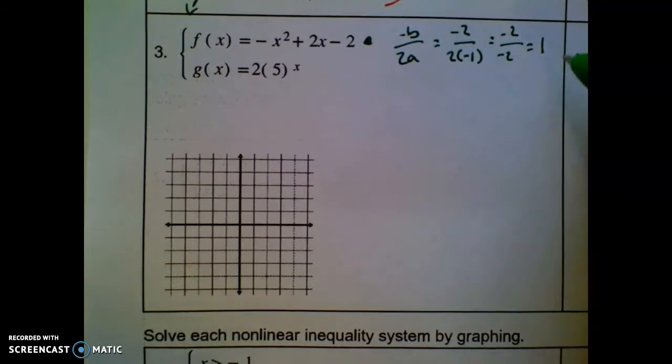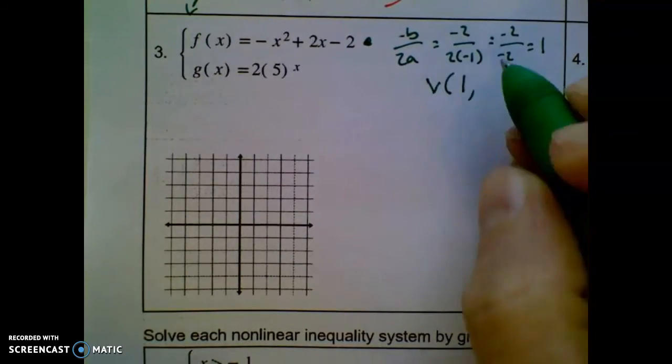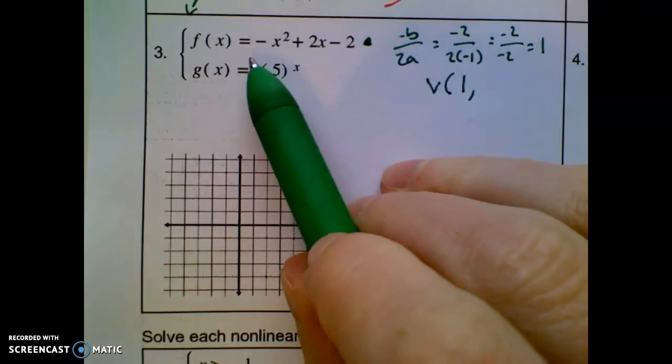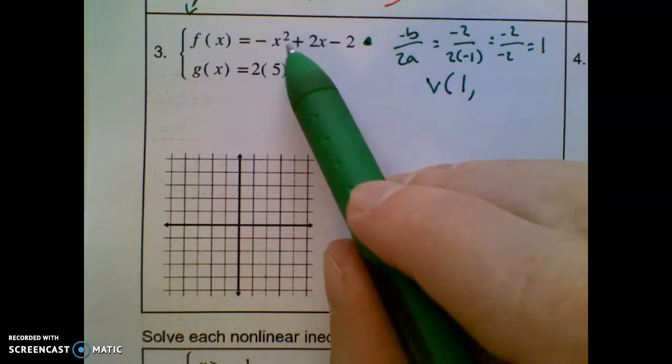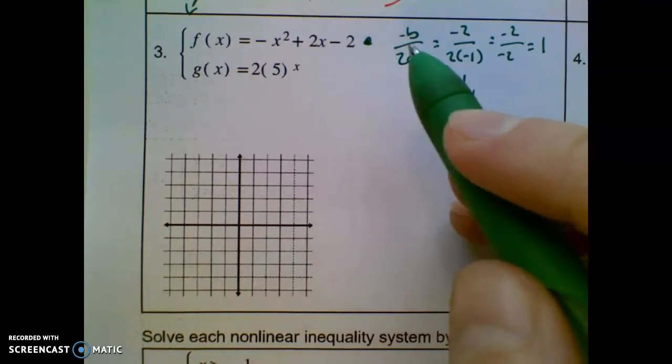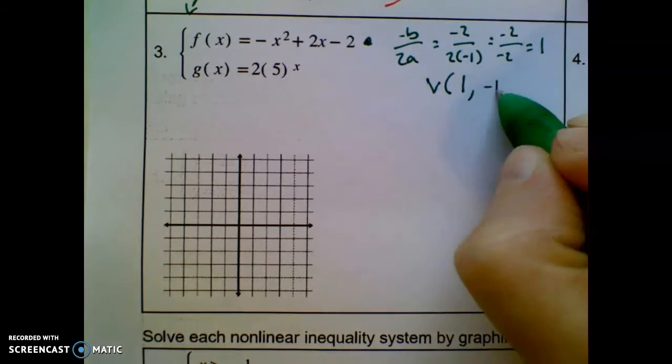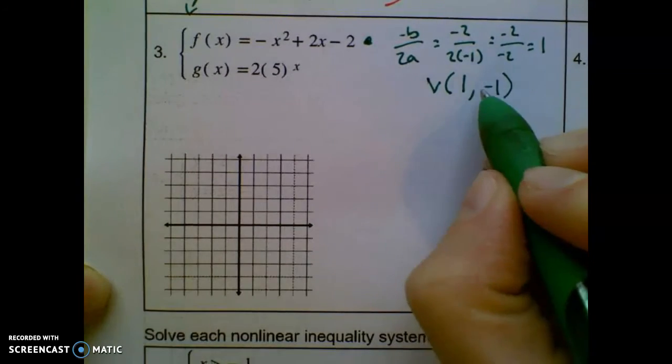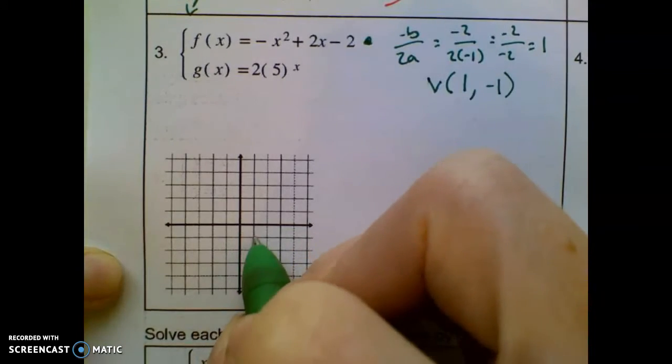But don't forget that value is only half of my vertex. So I get a 1. I'm going to plug it back in. So I'm going to get a -1 plus 2 minus 2. So I'm just going to get a -1. So this guy now has a vertex of 1, -1. So I'm going to go graph that.